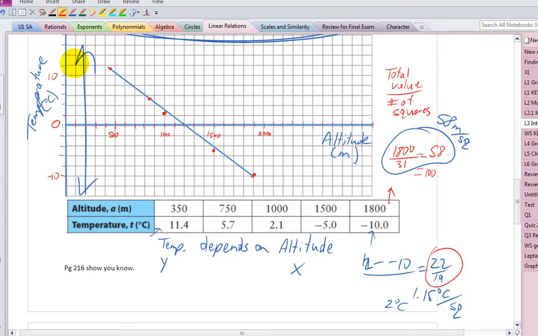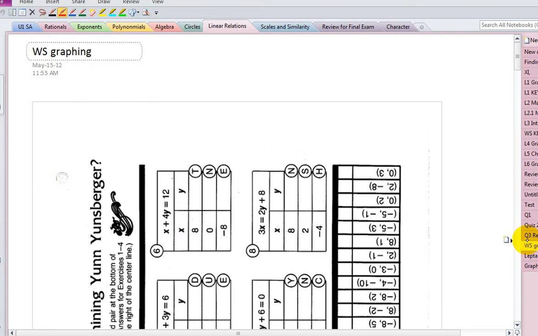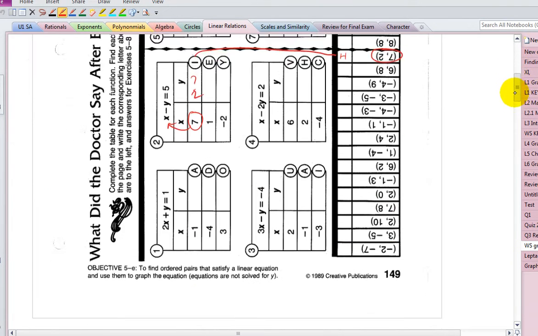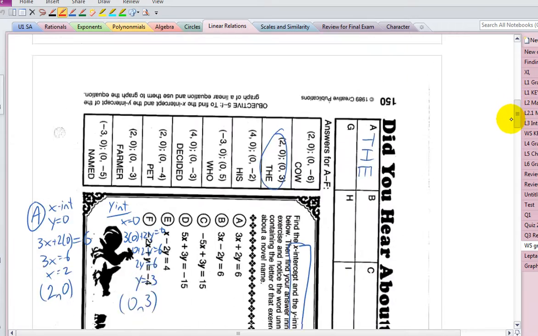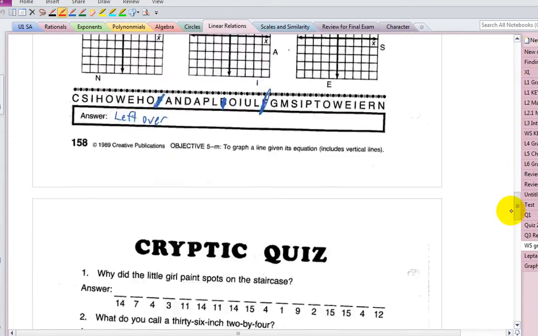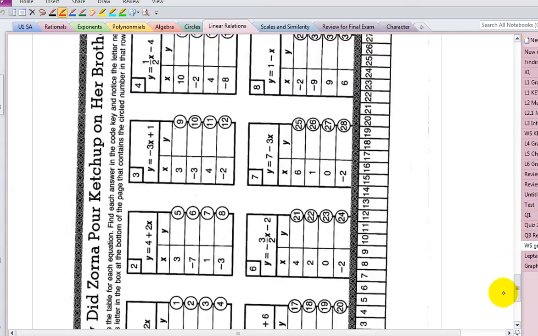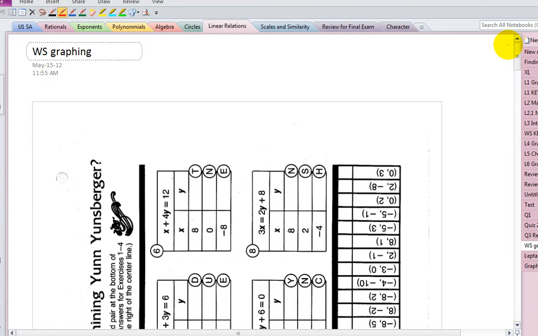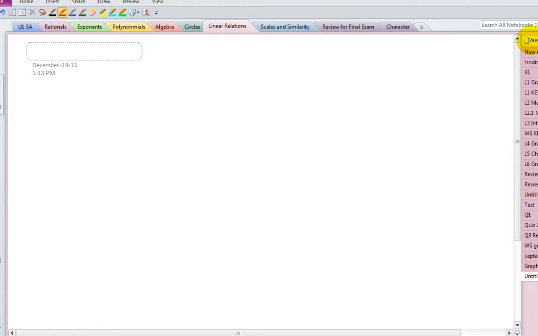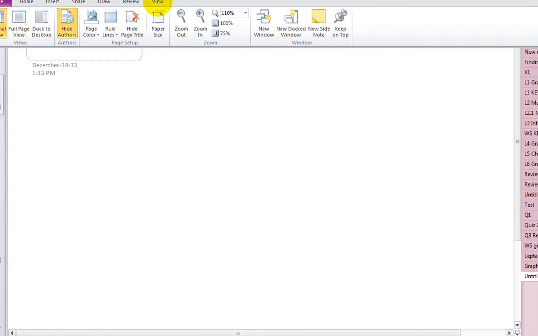What you need to do is you need to do two things. Worksheet graphing. You need to do textbook work. And we're going to go over that second on a separate sheet of paper, okay? So please take out a new sheet of paper, and we're going to talk about the other one.